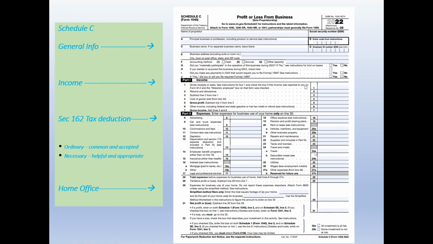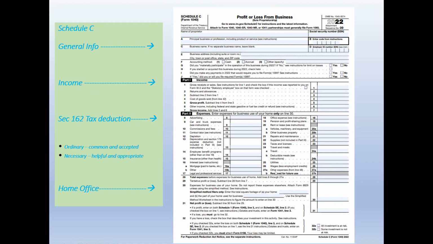24 is travel. Any business travel and business meals, you can put right here. And on line 24b, you may notice deductible meals. For most tax years, business meals can only be deducted at 50%, so you can only put 50% of the spending over here. Utilities: your office, water, and trash expenses are put on line 25. Line 26 is wages. Wages you pay to your employees, you put in here.